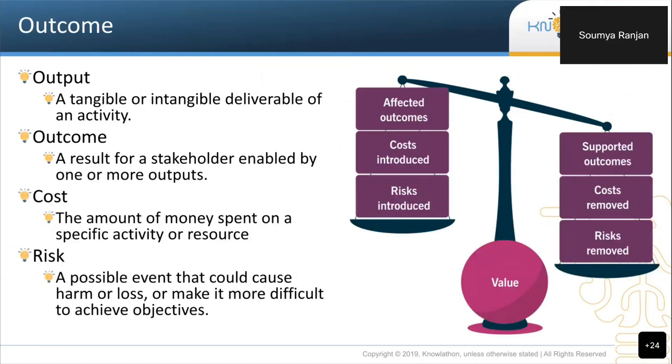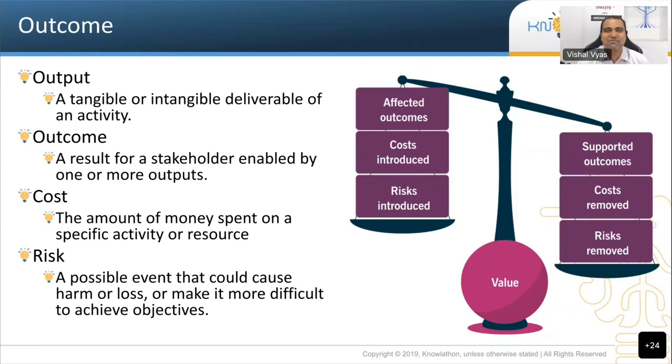Some of the other common terms: output, a tangible or intangible deliverable of an activity. What is important? Dal is important or rice is important? Both are important. Satisfaction of hunger is important. Outcome is important. Dal and rice are output. Right? I can eat pani puri instead of dal and rice, and still the outcome can be fulfilled. Okay, we are already on the weekend. I'll stop giving these examples.